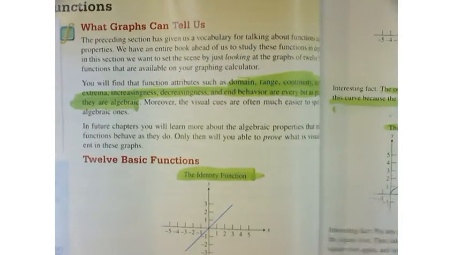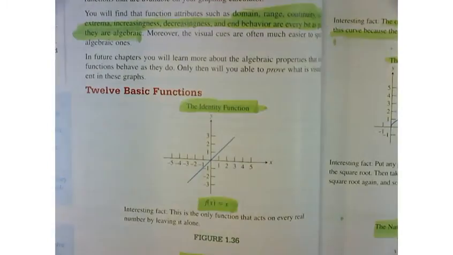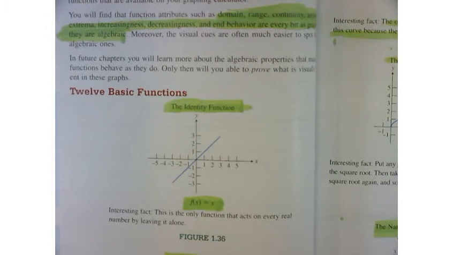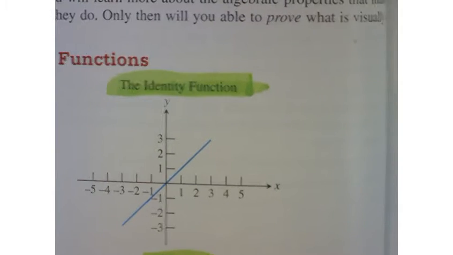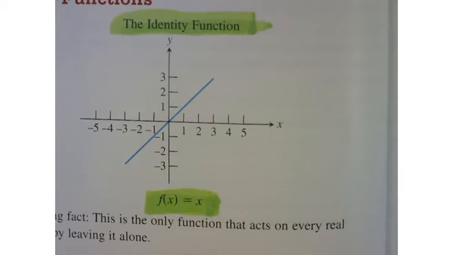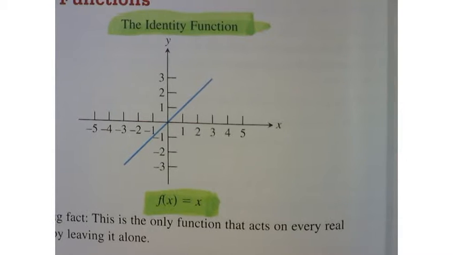What's the domain of this one, the identity function? Are there any restrictions? No. We've got to look at what the restrictions for domains are, algebraically speaking: 0 in the denominator and negative square roots. So this is all real numbers, so the identity function has a domain of all real numbers.